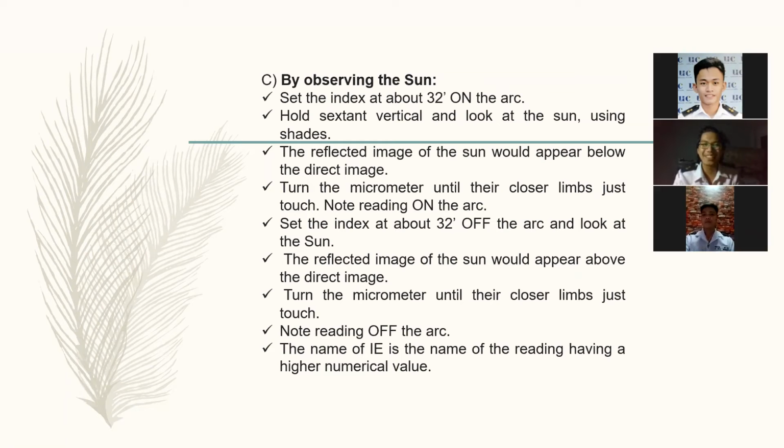And set the index about 32 of the arc and look at the sun. The reflected image of the sun will appear above the direct image. Turn the micrometer until their closer limbs just touch. Note the reading off the arc. The name of the index error is the name of the reading having a higher numerical value.